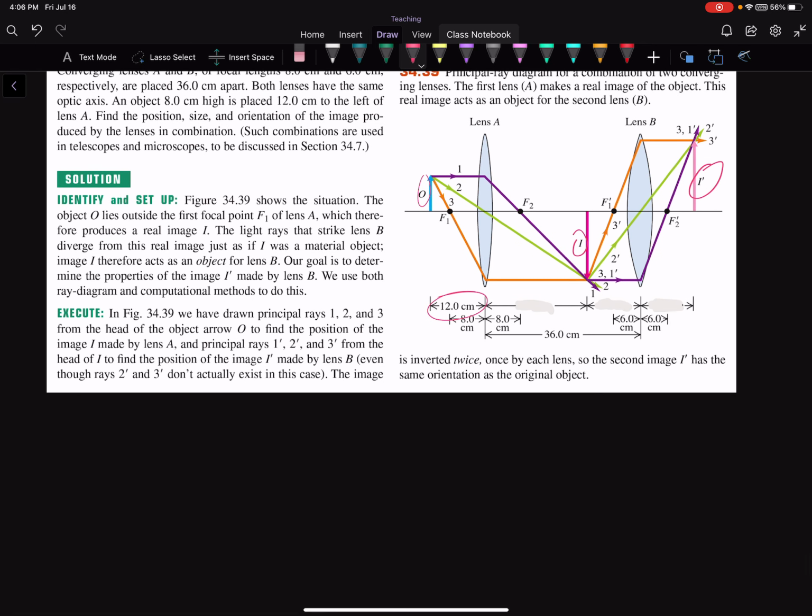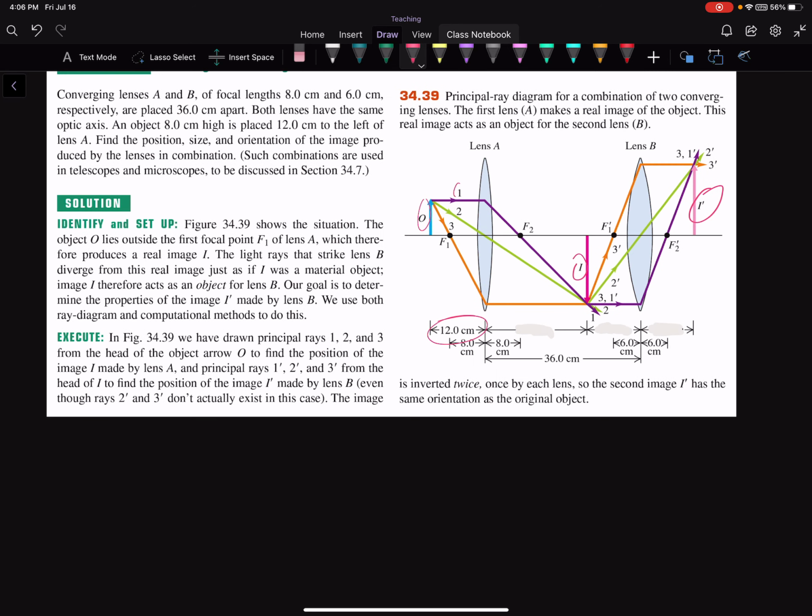So, execute. We have drawn the principal rays 1, 2, and 3 from the head of the object arrow O to find the position of the image I made by lens A. And then we've drawn principal rays 1 prime, 2 prime, and 3 prime from the head of I to find the position of image I prime made by lens B.